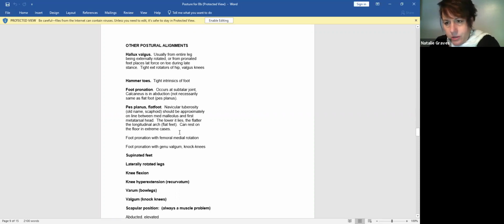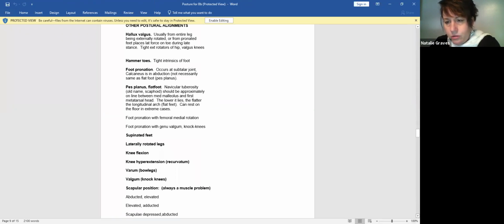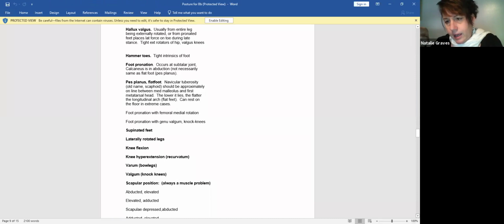You can also tell if you're a pronator or supinator just by picking up your tennis shoe or whatever shoe that you more commonly wear. If it's more worn on the inside part of the heel, if you're looking at the back of it at the heels, if it's worn on the medial side, you're going to be a pronator. If it's more worn on the lateral side, then you're a supinator. So we're going to look at the feet.